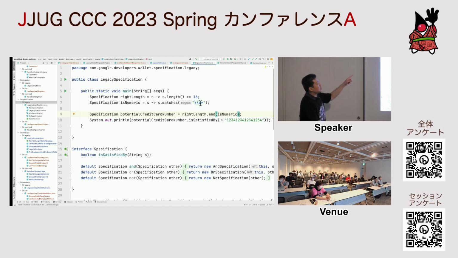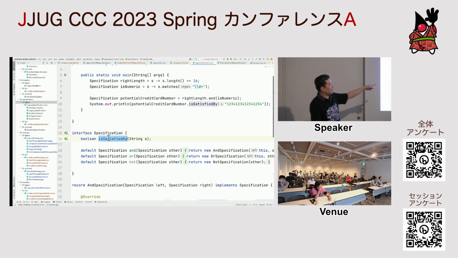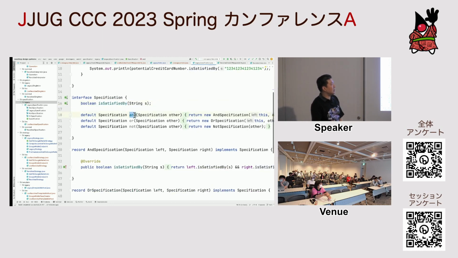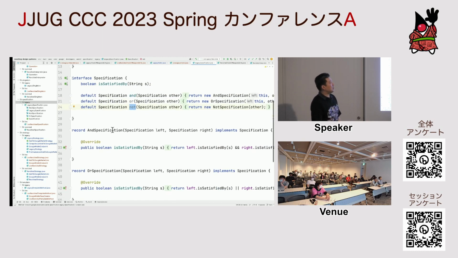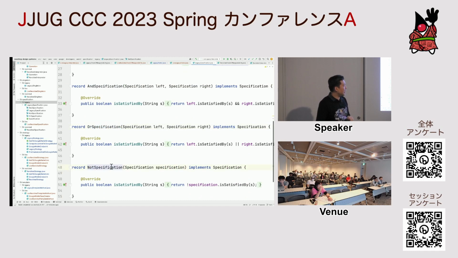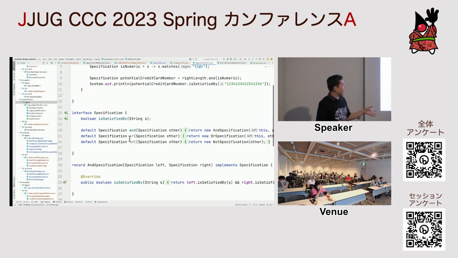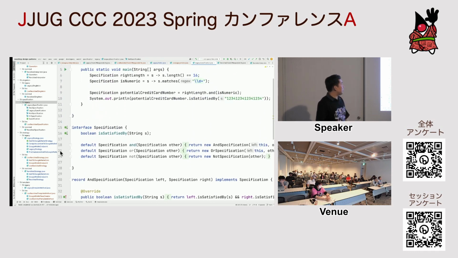Okay. For us to be able to do this, we needed to create this interface specification. It's exactly like the book. So it has one Boolean isSatisfiedBy, and it has the AND condition, the OR condition, and the NOT condition. Okay? And I had to create additional classes. Here I have a record AndSpecification, OrSpecification, and NotSpecification. This is what we used to do 20 years ago.